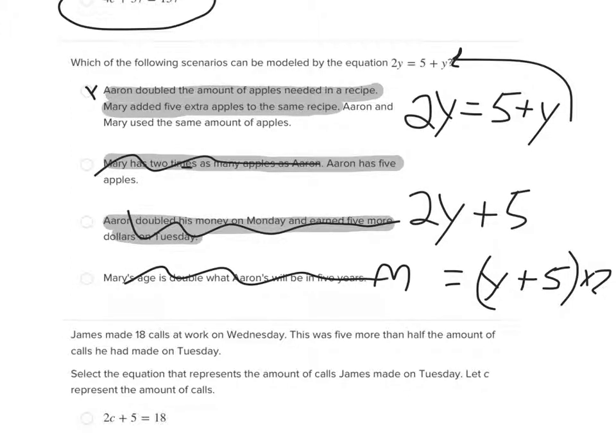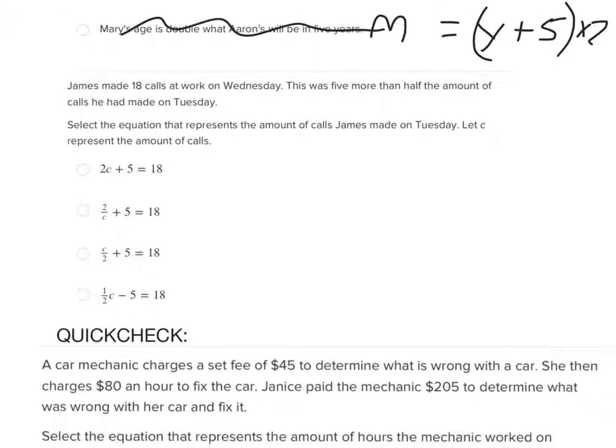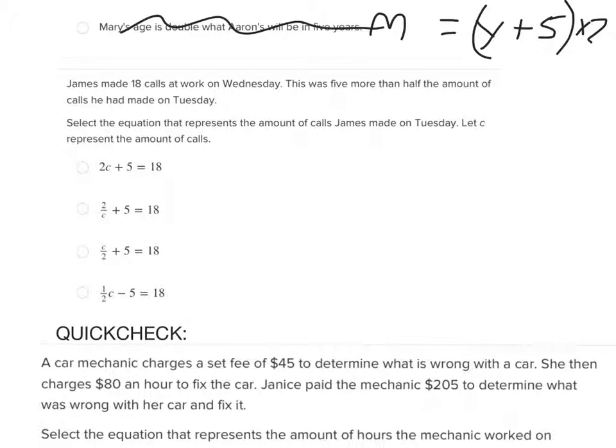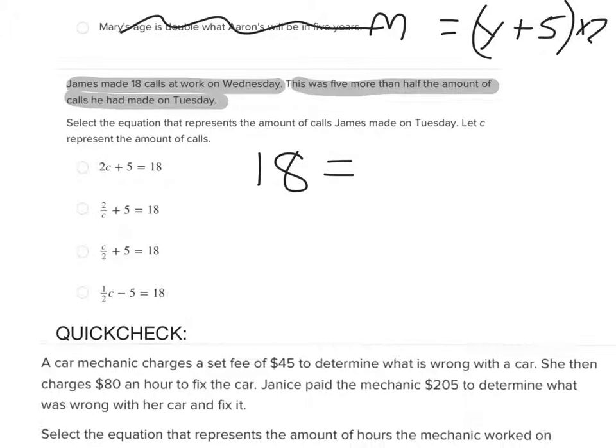All right. Last example. James made 18 calls at work on Wednesday. This was 5 more than half the amount of calls he made on Tuesday. Okay, select the equation that represents the amount of calls on Tuesday. Let C represent the amount of calls. Okay, so James made 18 calls on Wednesday. That equals 5 more than half the amount of calls on Tuesday.